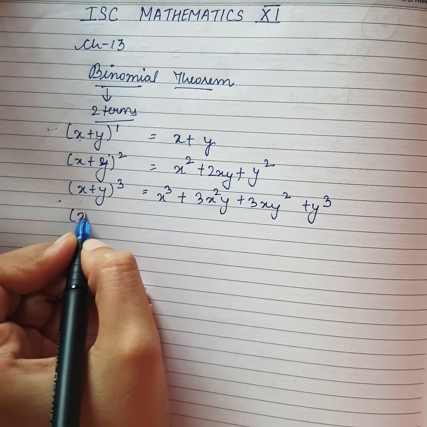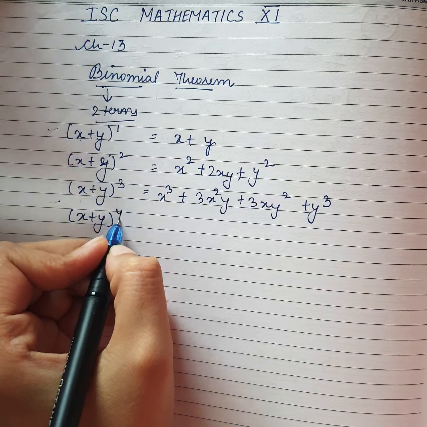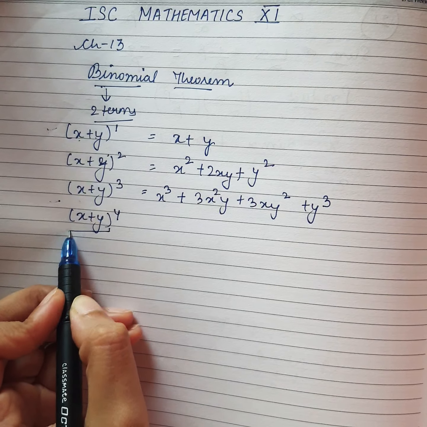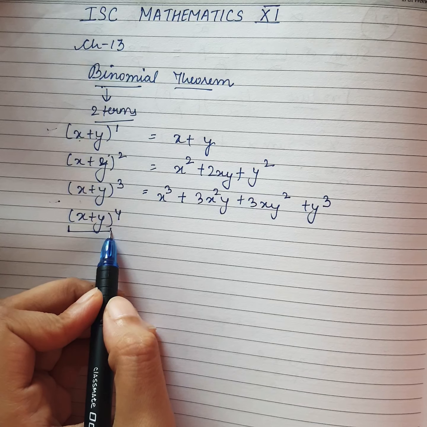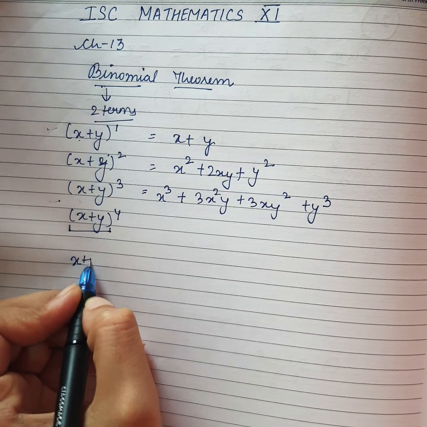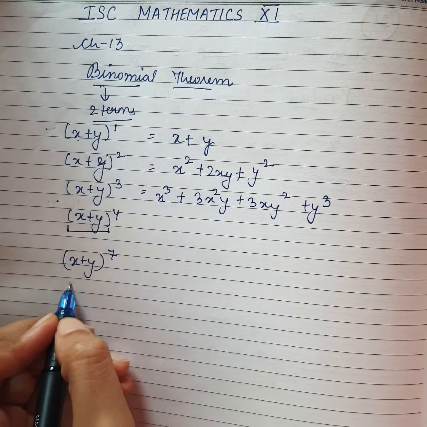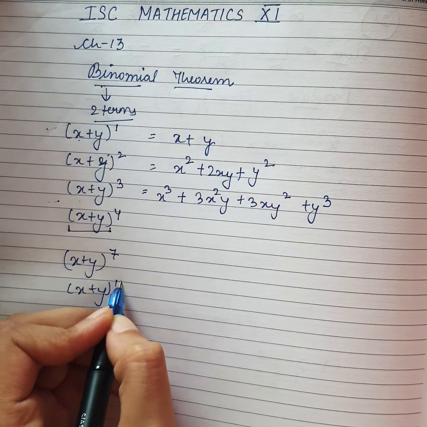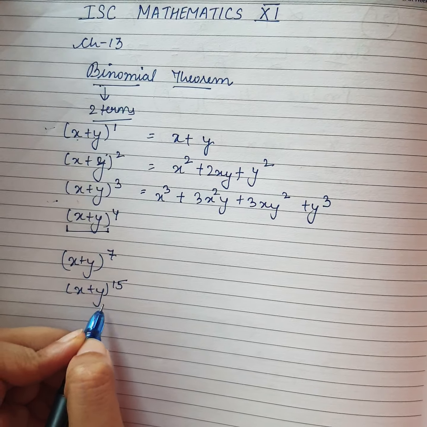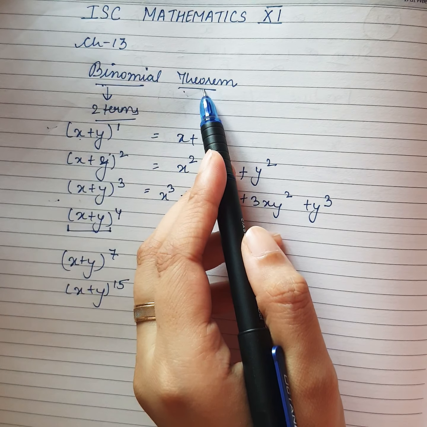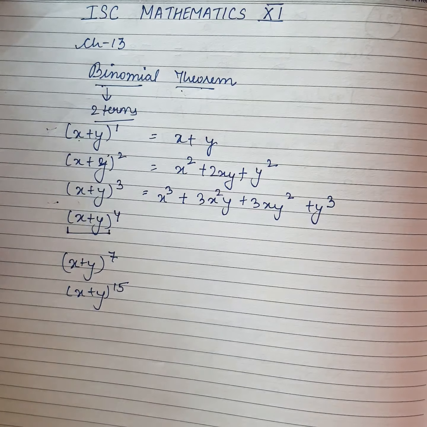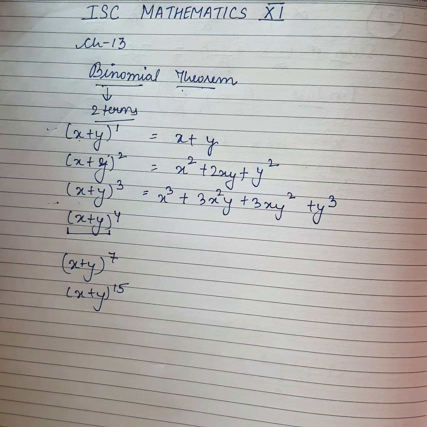Now, what if we have any other power greater than 3? We do not have any particular expansion formula to expand (x plus y) whole power 4 or any random power, say 7 or 15 and so on. For these expansions, we are going to use the binomial theorem. What the binomial theorem says is, it helps us to expand any power of a given binomial expression.